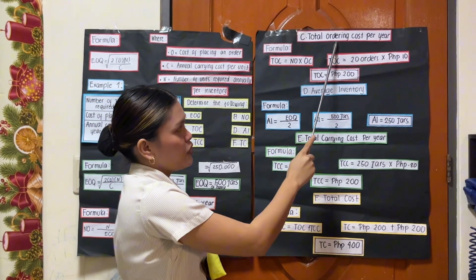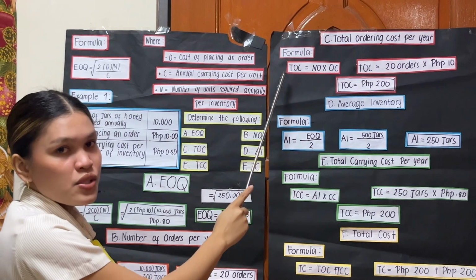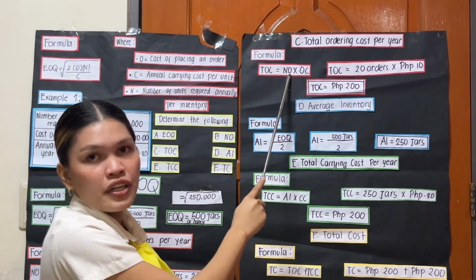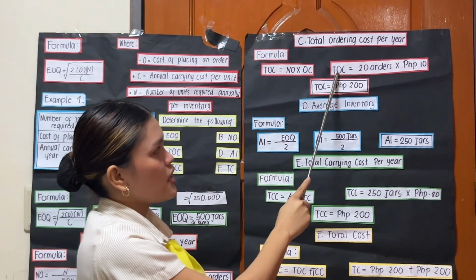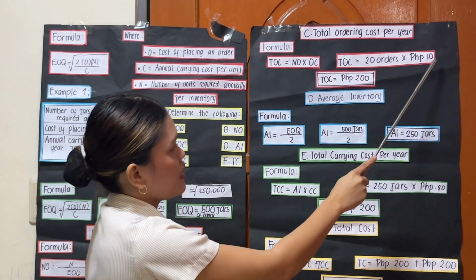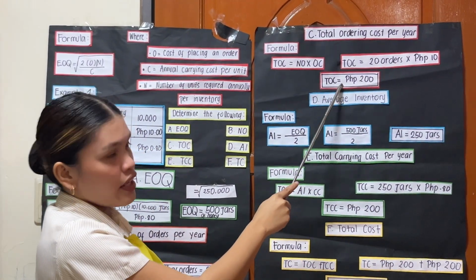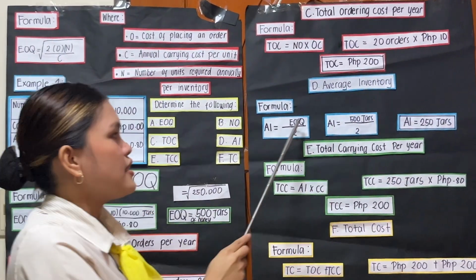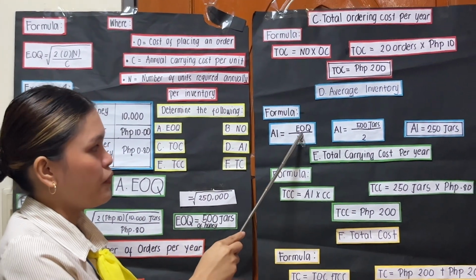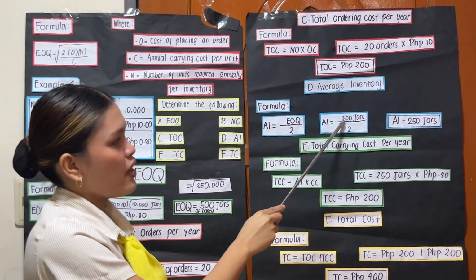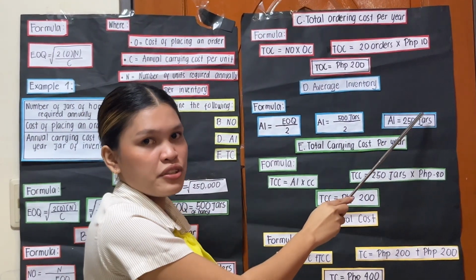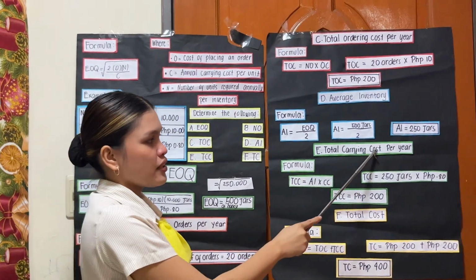Third is the total ordering cost per year. To solve this, we have the formula: TOC is equal to the number of orders per year times ordering cost. TOC is equal to 20 orders times 10 pesos. The total ordering cost per year is 200 pesos. Next is the average inventory. Since average inventory is half of EOQ and our EOQ is 500 jars, that means our average inventory is equal to 250 jars.